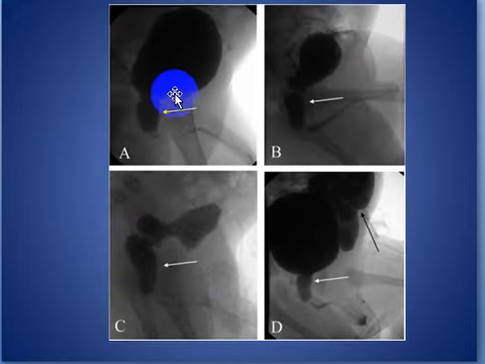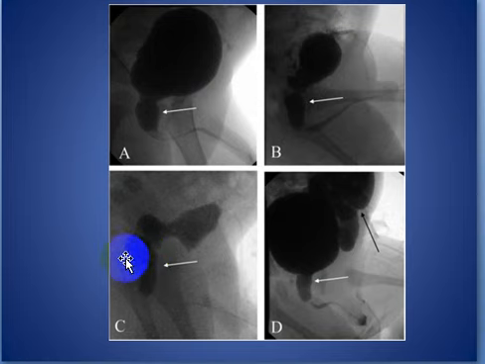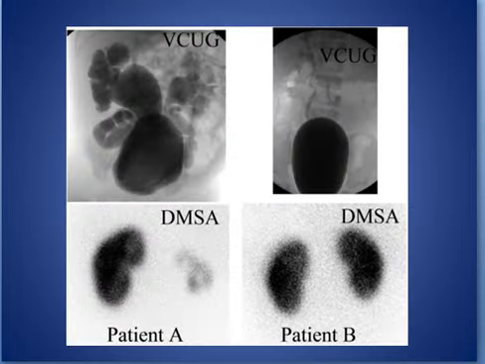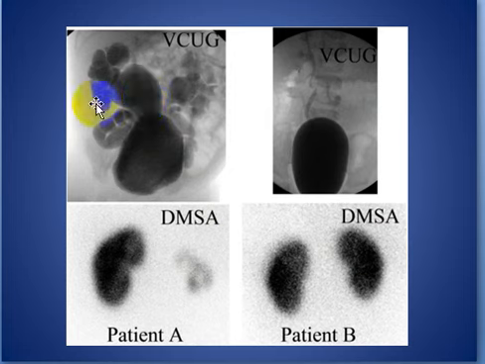Another cause of hydronephrosis in children is posterior urethral valve, as we see here, posterior urethral valve with bilateral reflux and hydronephrotic changes. Another patient with hydronephrosis caused by vesicoureteral reflux, as we see here in this patient.